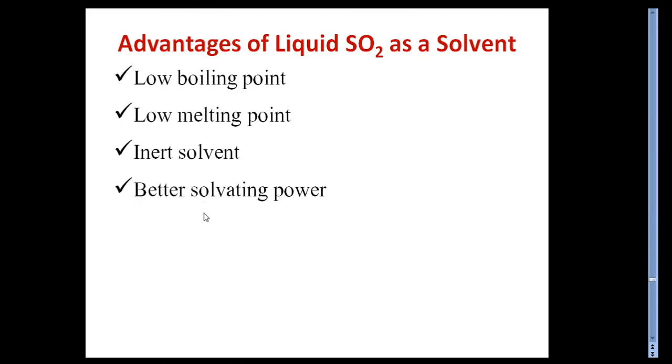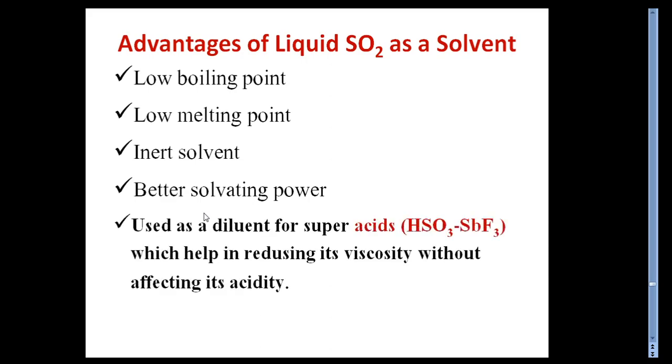Next important one is better solvating power. Liquid SO2 has unusual solvating power for both covalent and ionic compounds. Then the last one, it is used as a diluent for superacids, such as the superacid HSO3F-SbF5, where it helps in reducing viscosity without affecting acidity. So these are the advantages of liquid SO2 as a solvent in a number of ways.